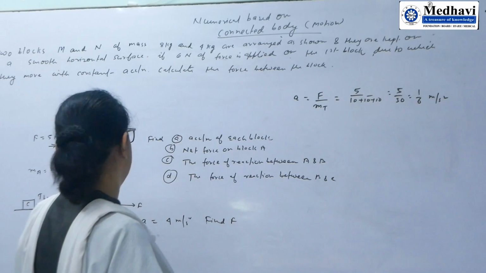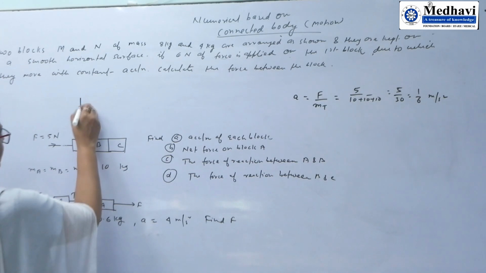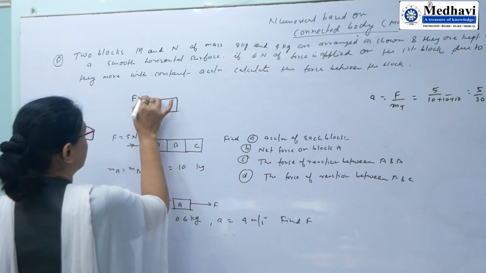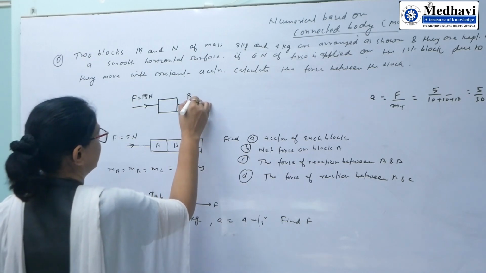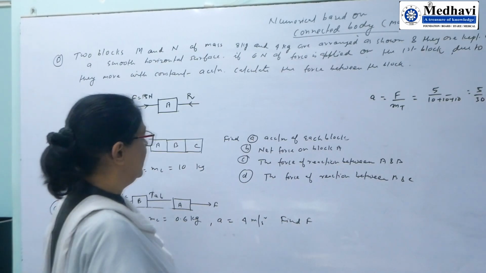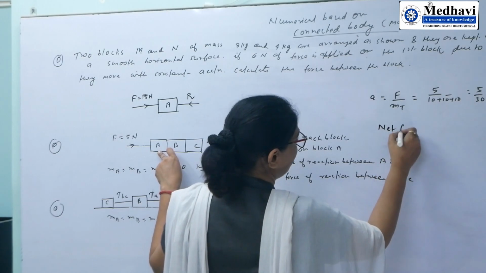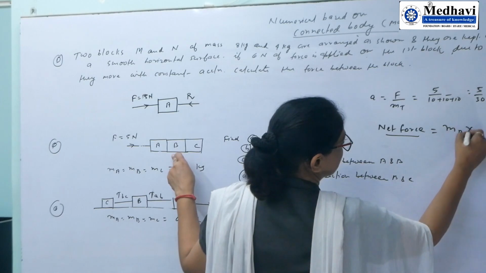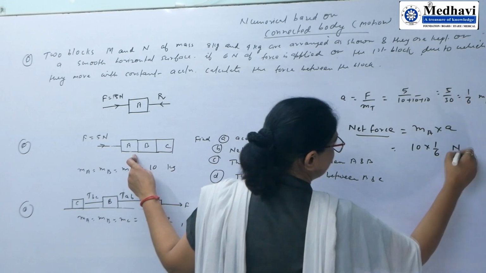Net force on block A. Now we have to draw the free body diagram. For block A, this is the force applied. This is the force of reaction. This is for A. So net force is equal to mass into acceleration. Simply you can say net force is equal to mass of A into acceleration of A. So mass of A is 10 and acceleration 1 by 6. That is in Newton. You can calculate it.